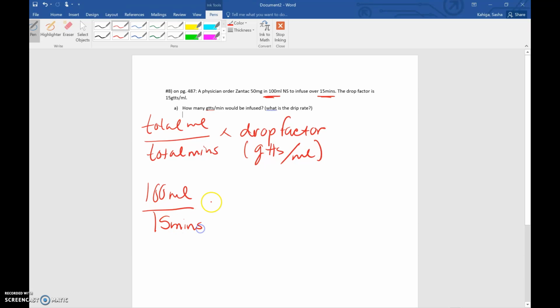All I'm doing is setting my problem up to where my like units cross out, leaving me with the units that I'm looking for. In this case, it's drops per minute. So now I'm going to multiply this 100 milliliters per 15 minutes by the drop factor, which was given to me, which is what? 15 drops per 1 milliliter. All right, so as you can see, my milliliters cross out. That leaves me with drops per minute.